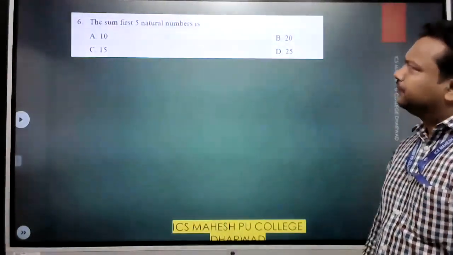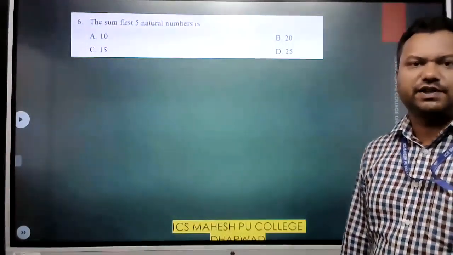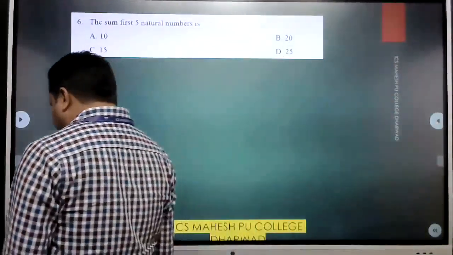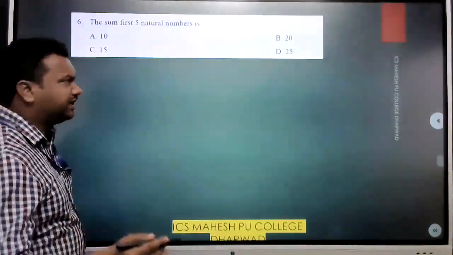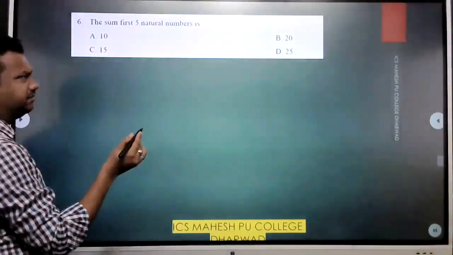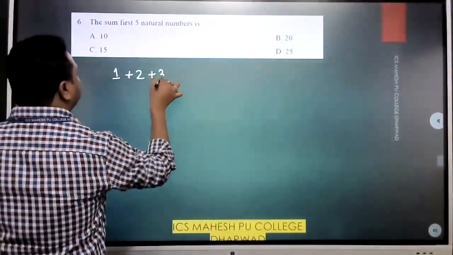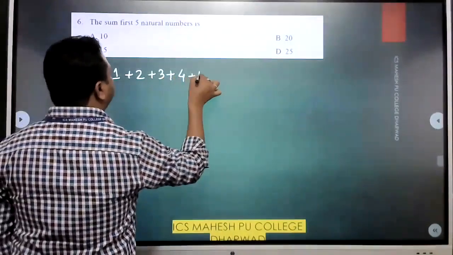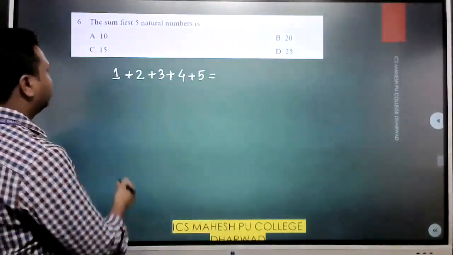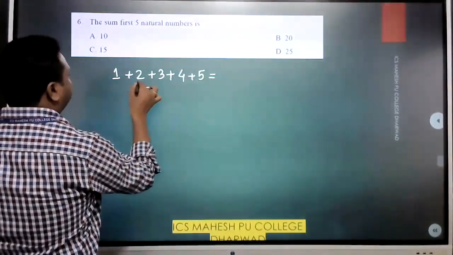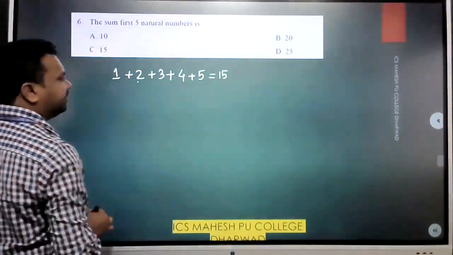The sum of first 5 natural numbers is. We all know that the natural numbers are always in the form of consecutive numbers, that is 1, 2, 3, 4, 5, 6 like this. The question is of only 5 numbers. I think we can easily add it: 1 plus 2 plus 3 plus 4 plus 5. If you observe it carefully, this is nothing but the sum of first 5 natural numbers, isn't it? So what will be the summation? 1 plus 2 is 3, 3 plus 3 is 6, 6 plus 4 is 10, 10 plus 5 is 15. This is method 1.